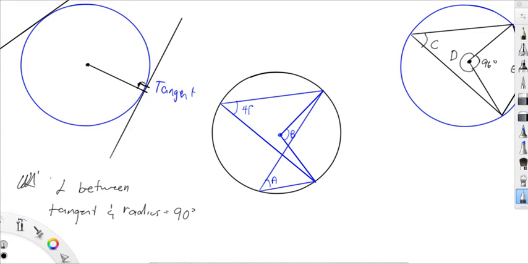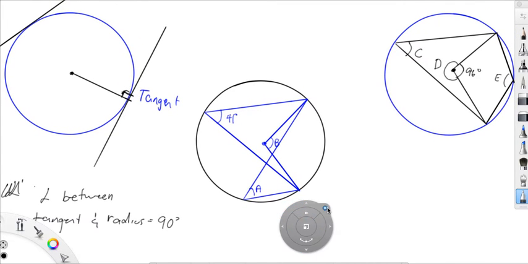Here we have a couple of questions we're going to do. Let's focus on this circle here. We have, that's supposed to say 41 degrees. That's 41 degrees. And if we have to find angle A, it is equal to 41 degrees because angles on the same arc are equal.